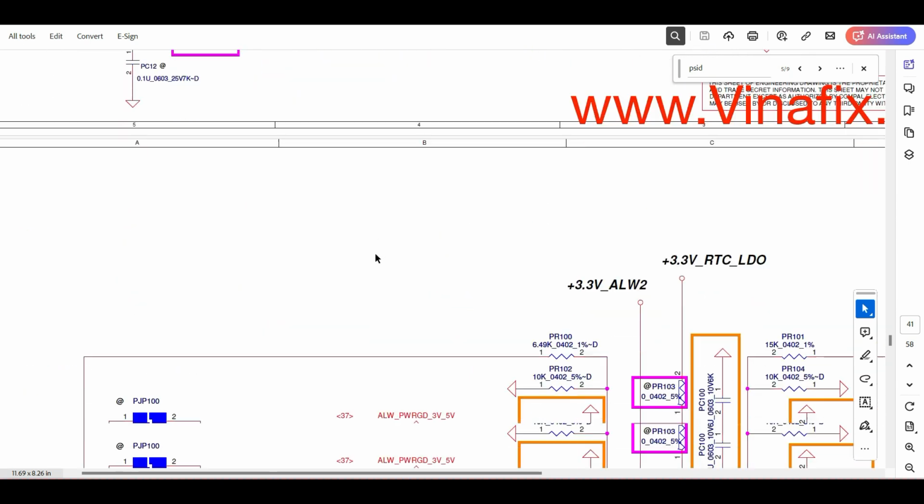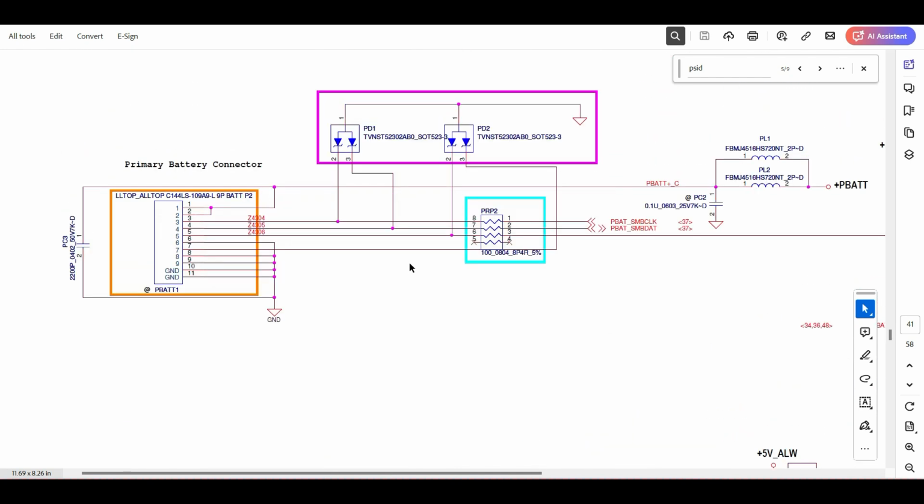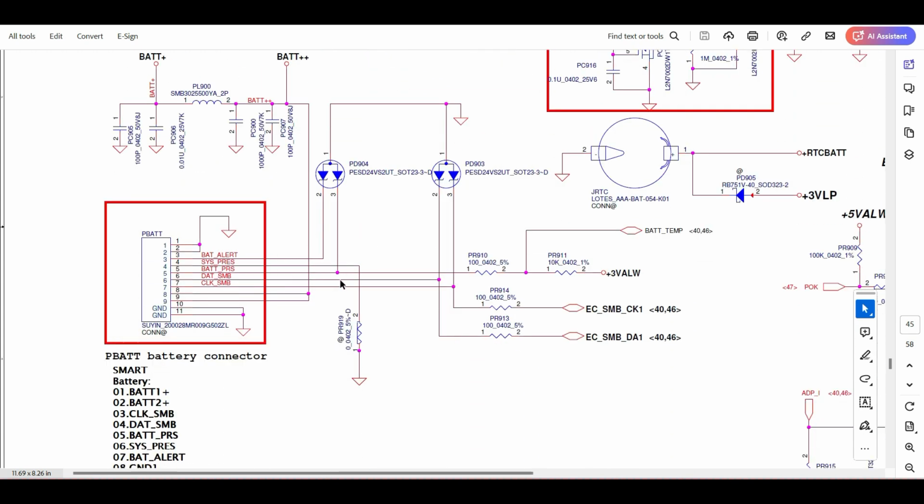So anyway, we'll check the battery section. See what the differences are. Here is a resistor, a network resistor is there, but here there is no resistor. Directly it's connected to positive.